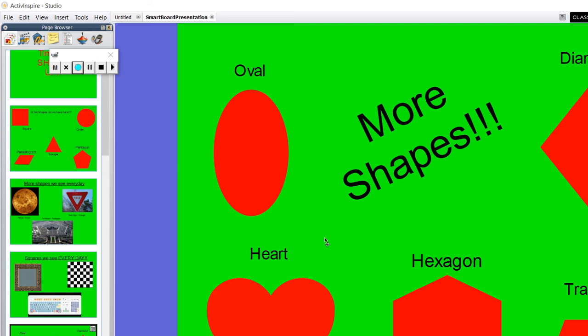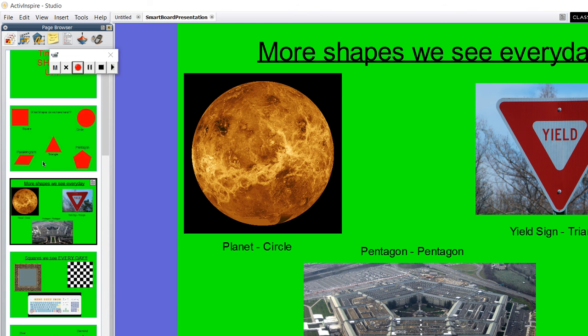Hexagon. And then lastly, heart, a shape that we can recognize almost everywhere, a heart shape. Okay, so next we'll move on to shapes that we see every single day.